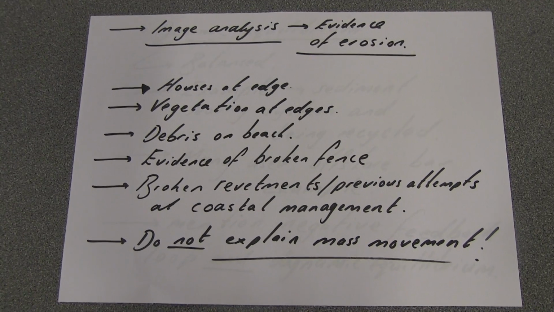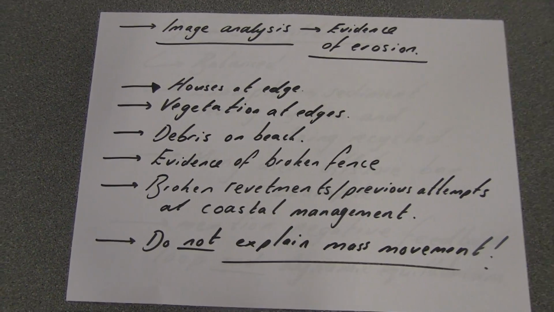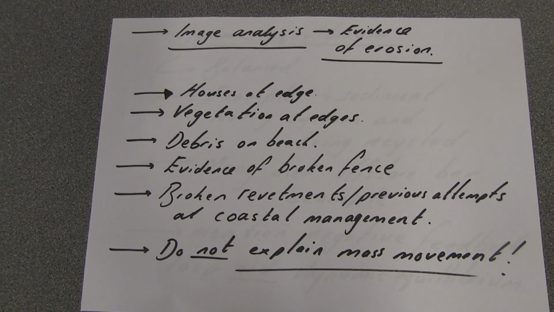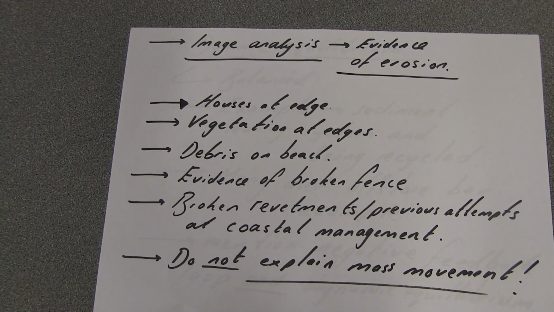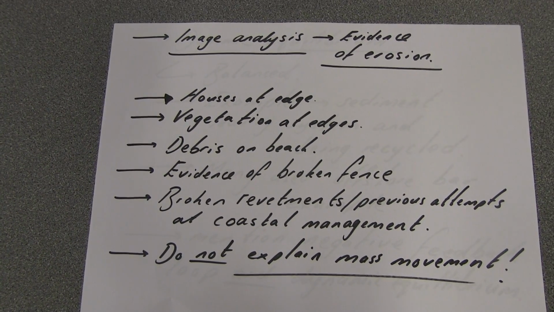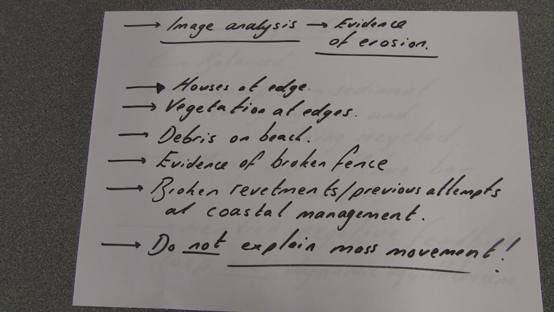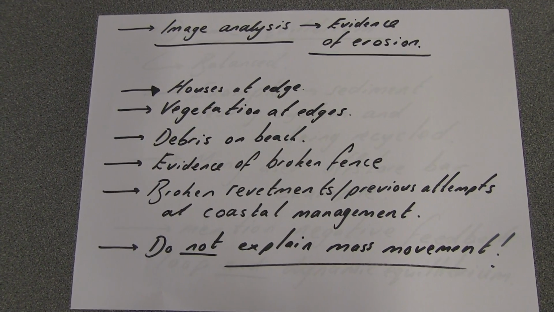Now this piece of coastline is slumping, so there's rotational slumping and mass movement going on, and you can see that there is lots of debris on the beach. That layer of impermeable clay has slumped down and has formed a little bit of material on the beach. There's evidence of broken fences, where there would have been fences along the coastline. These are now broken because of the erosion.